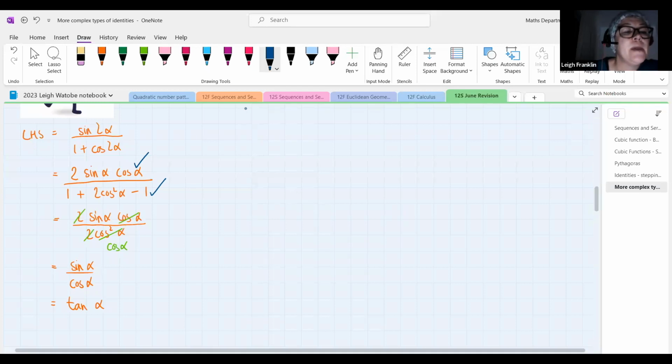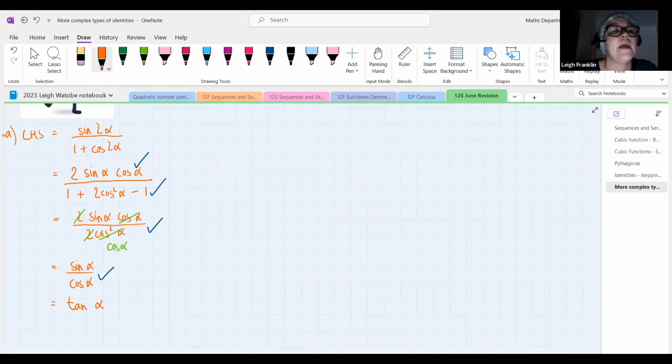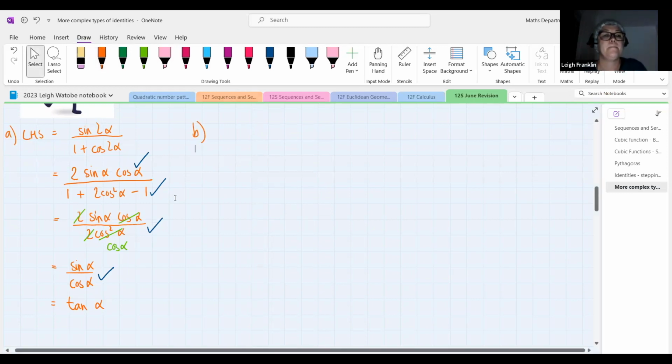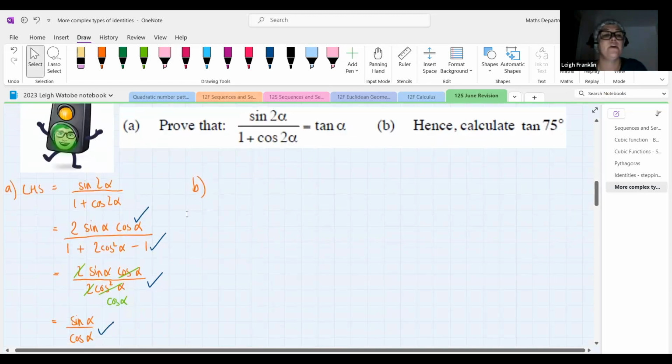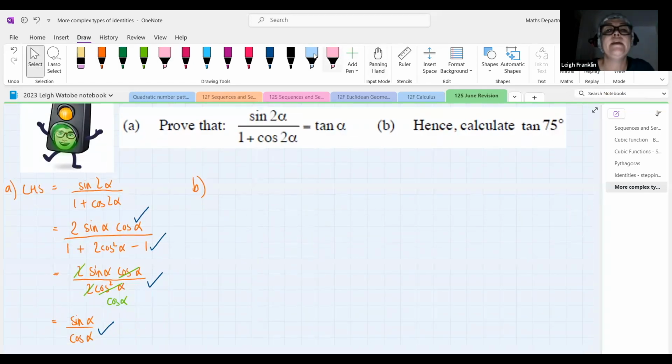I think there would be an accuracy mark for simplifying and then getting to sine alpha over cos alpha correctly. Okay, there obviously wouldn't be a mark on the answer because it is given to us. All right, so that was part A. Let's go and have a look at part B. They've said to us, hence calculate the tan of 75. So again, we can see the link here.